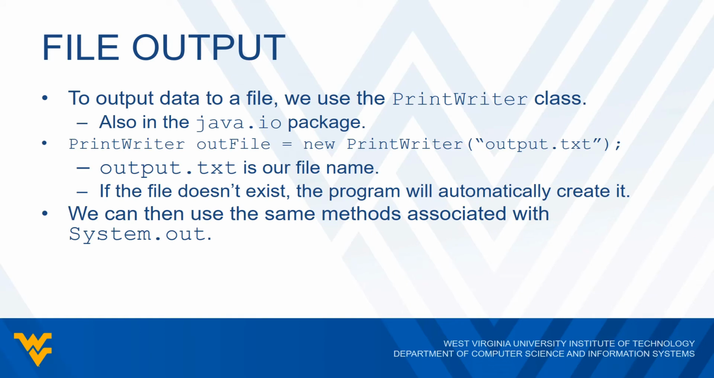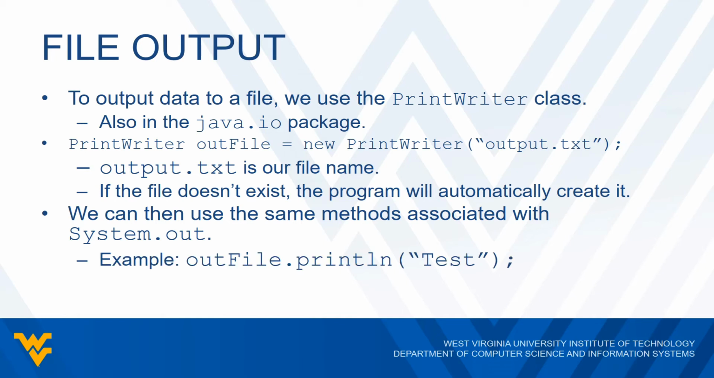And then once we've created our PrintWriter object, we can just use the same methods that are associated with System.out. So for example, I can do outfile.println and then output the string test. I can do outfile.print. I can do outfile.printf. So any output methods that we've used before when we were trying to output something to the terminal, we can use those exact same methods for our outfile object.